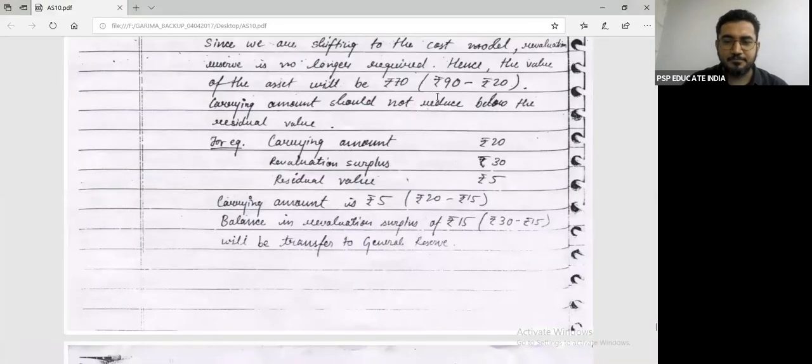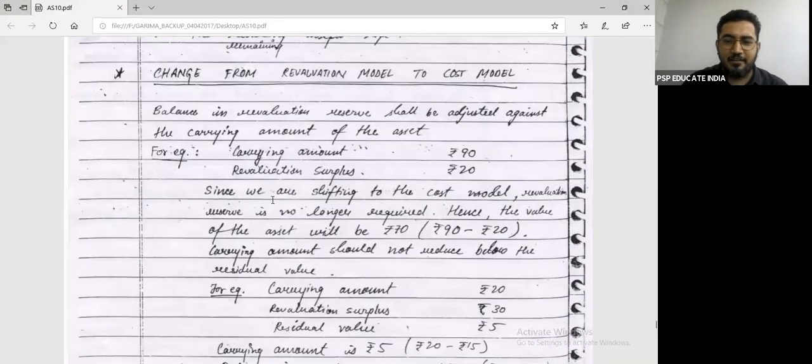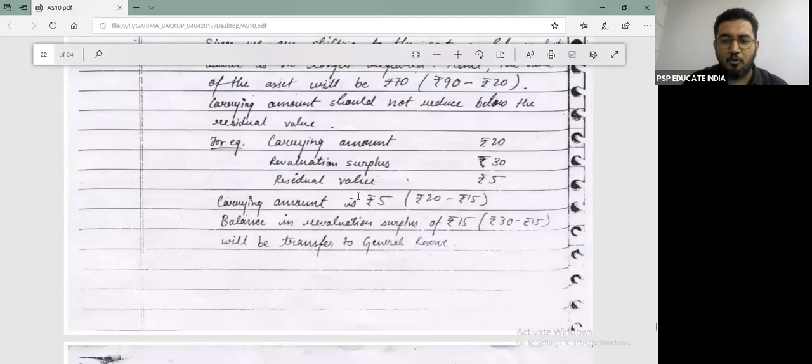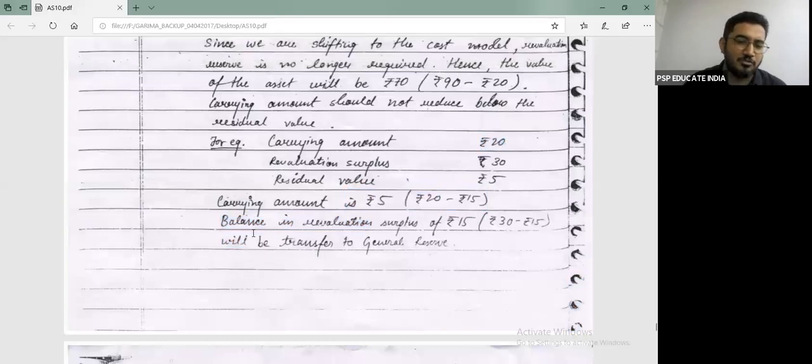Right, see what they have given. Carrying amount is 90, revaluation surplus is 20. Since we are shifting to the cost model, revaluation reserve is no longer required. Hence, the value of the asset will be 70 rupees. That is 90 minus 20. Carrying amount should not reduce below the residual value. Therefore, carrying amount is 20. Revaluation surplus is 30. Residual value is 5. Carrying amount is 5, so 20 minus 15. Balance in the revaluation surplus of 15 will be transferred to the general reserve account. So this we will close and transfer to the general reserve account.